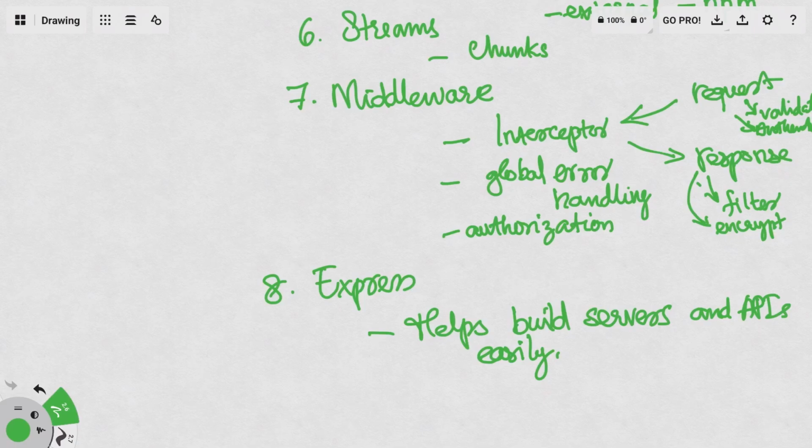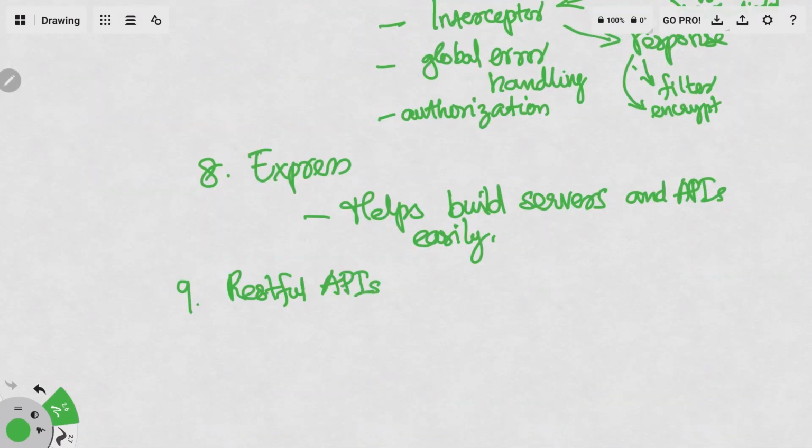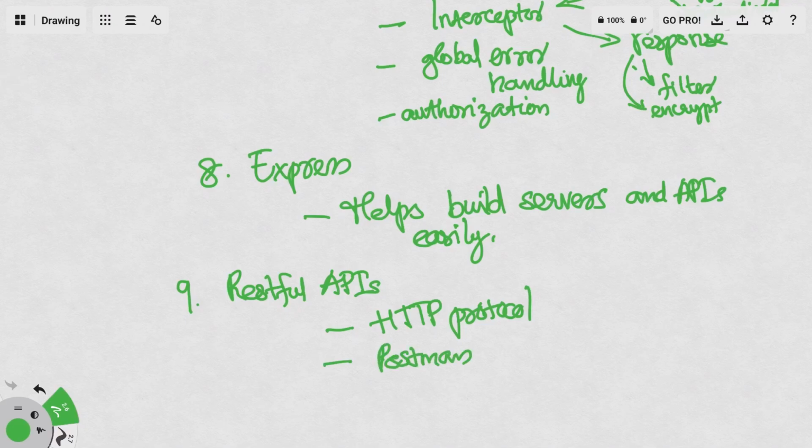Next, we need to know about RESTful APIs. From the React application, we will be interacting with the backend using APIs, right? What is an API? It's a way for software to communicate with each other. When the front end needs to communicate with the backend, or the backend needs to communicate with a third-party service, we can use an API. RESTful APIs use the HTTP protocol to communicate between two applications or two servers. We can use Postman to test the APIs. These are the main things we need to know about Node and Express.